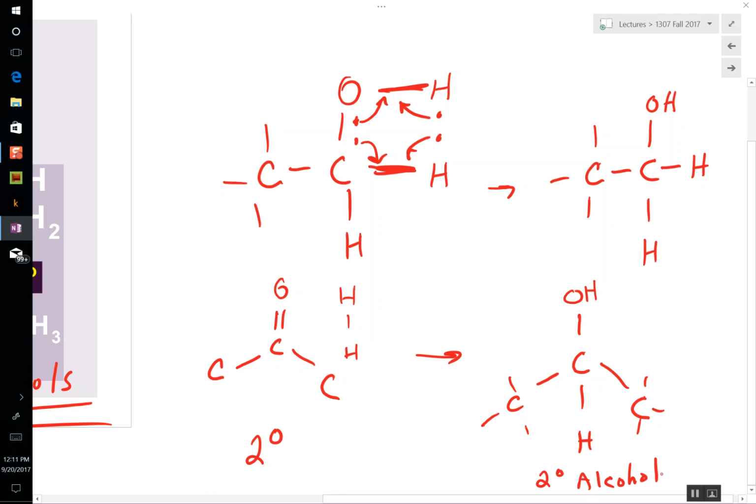So because the carbon-oxygen double bond was in the middle somewhere, it doesn't have to just be between two carbons, just anywhere along the chain, you are going to get a secondary alcohol.